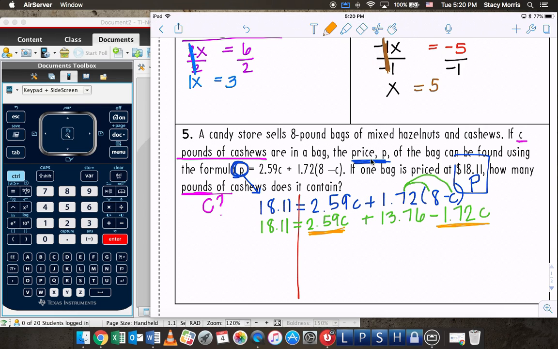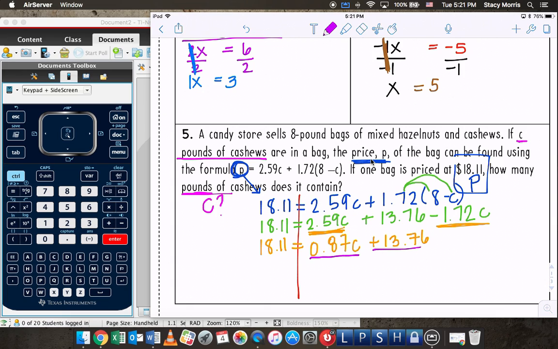So I'm going to rewrite this as 0.87C. I'm going to bring down my plus $13.76. On the other side, I still have $18.11. All right, so I combined my like terms on each side. Now I need to get the variables all to one side. Well, I have my variable all on this side. So the next step is to get my constants to the other side.